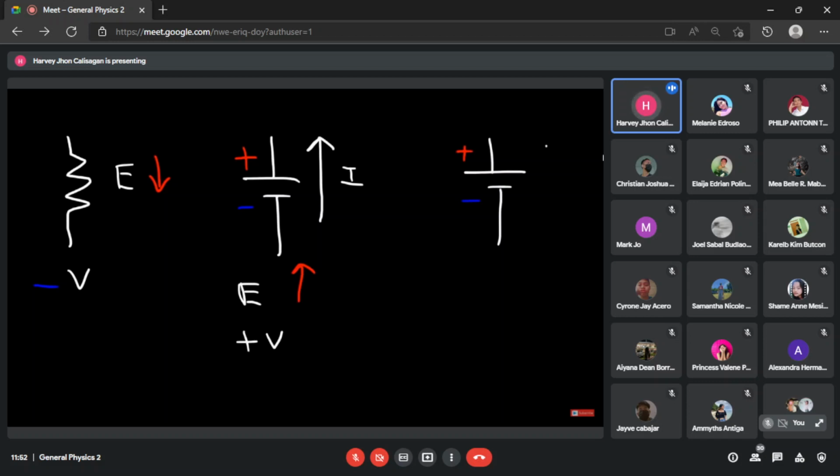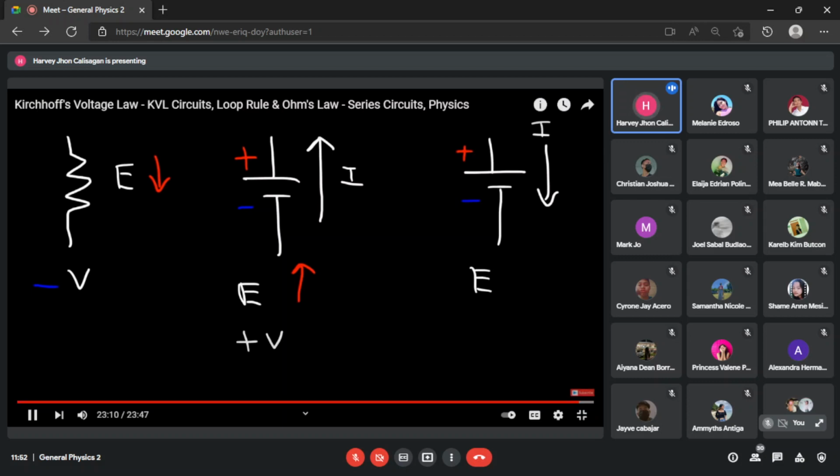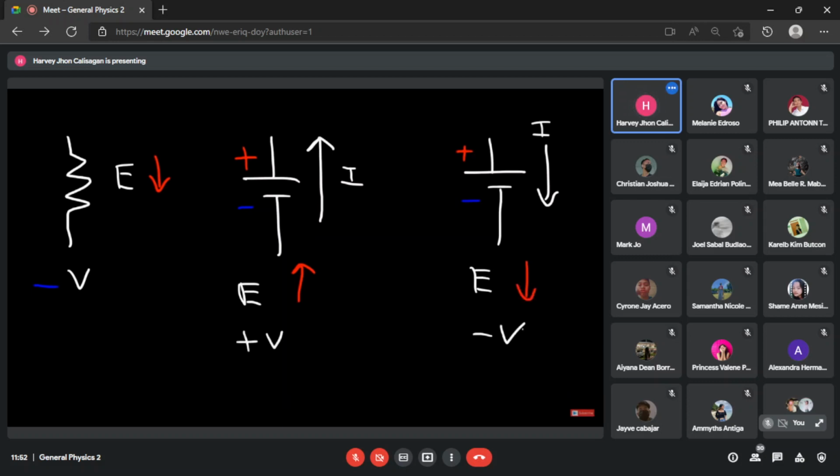Now, if the current is flowing from a high voltage or high potential to a low potential, then this battery is reducing the energy of the circuit. So we need to apply a negative voltage to it. Hopefully you understand that concept, and it's going to help you to solve more complicated problems than the ones that we've covered in this video. This is simply a basic introduction.